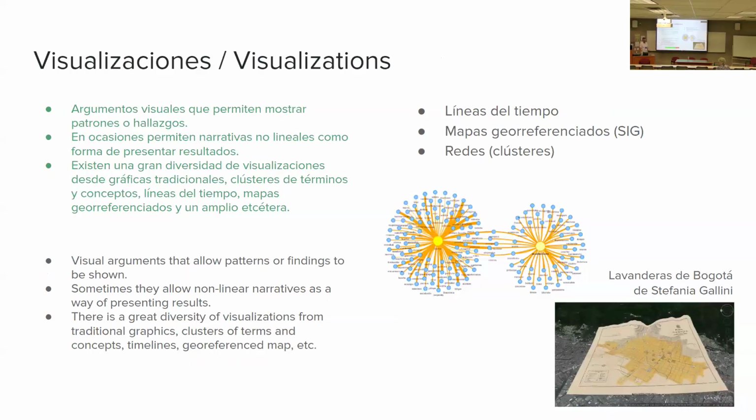Then we have visualizations, which are visual arguments that allow patterns to be shown. Sometimes they allow nonlinear narratives as a way of presenting results. And there is a great diversity of visualizations, from traditional graphics, clusters of terms and concepts, timelines, and georeferenced maps. Particularly, these maps play a prominent role in Latin America. Here we can see a part of the project La Bandera de Bogotá, of Estefanía Galini in Colombia.